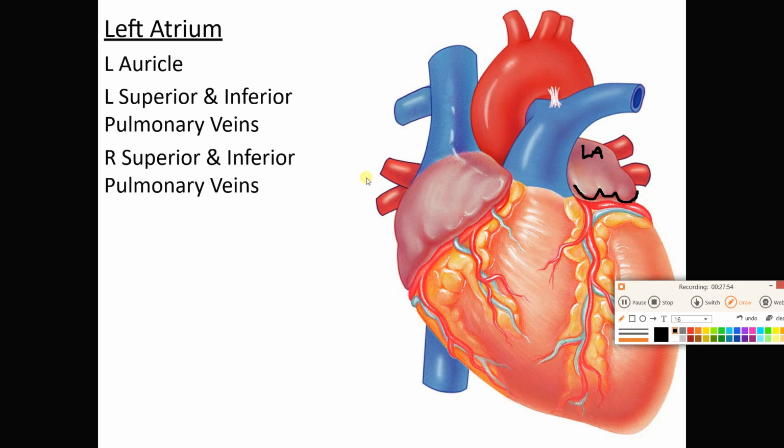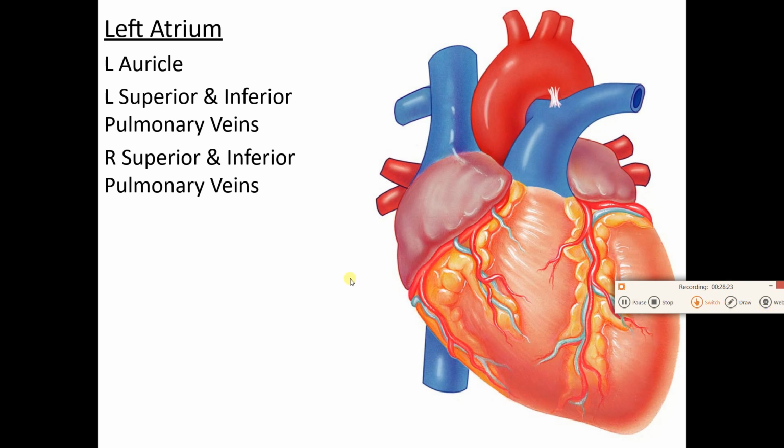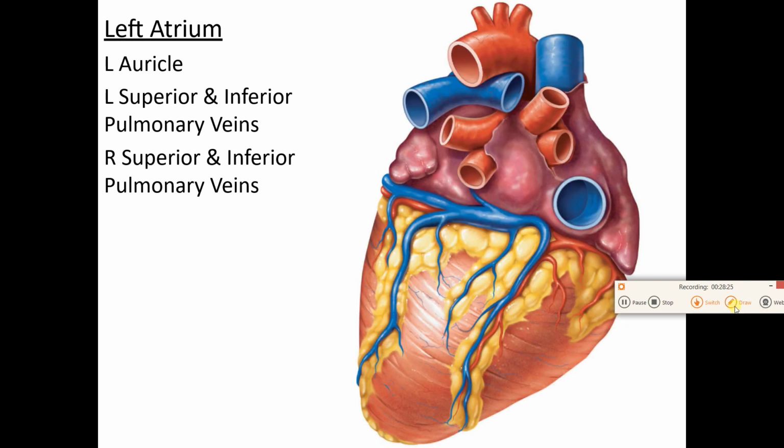Now going into the lungs, there are two pulmonary veins on each side. So over here I have a left superior and a left inferior pulmonary vein. Over here I have a right superior and a right inferior pulmonary vein. They're taking oxygenated blood from the lungs back to the left atrium. They are weird veins in that they are oxygenated. All right. If we flip this guy around, we can see the left atrium.